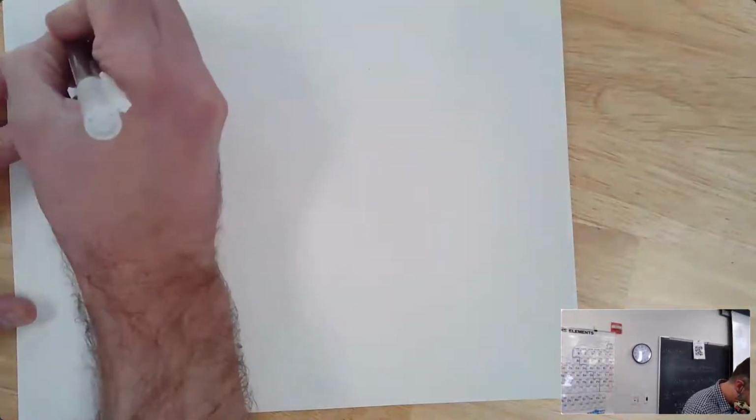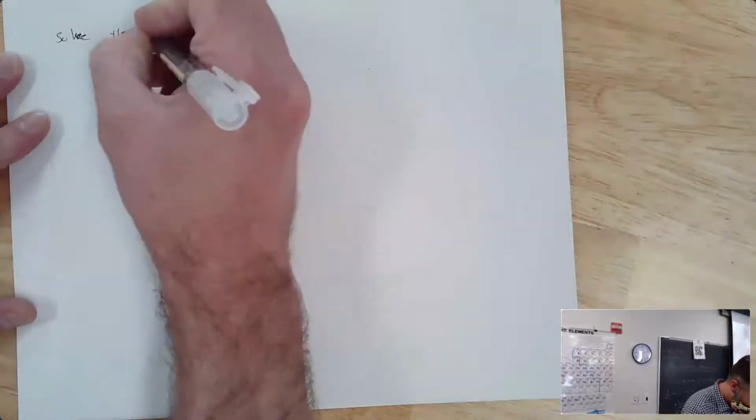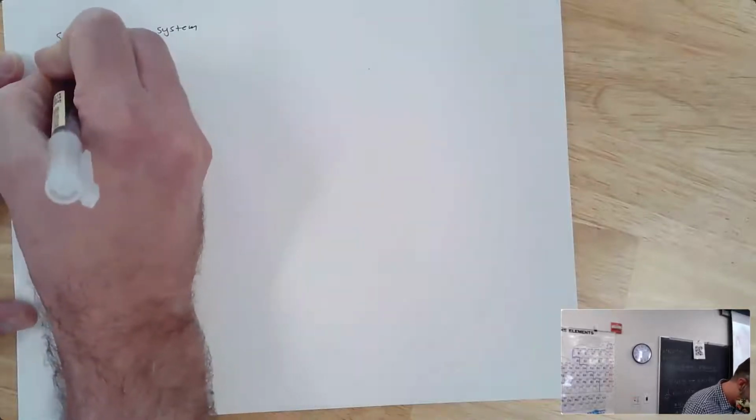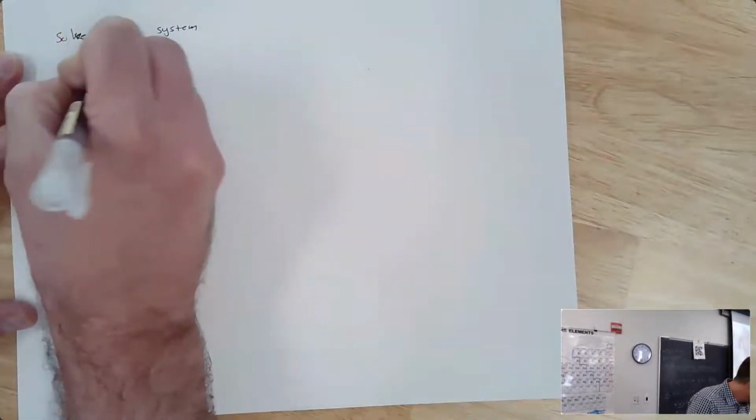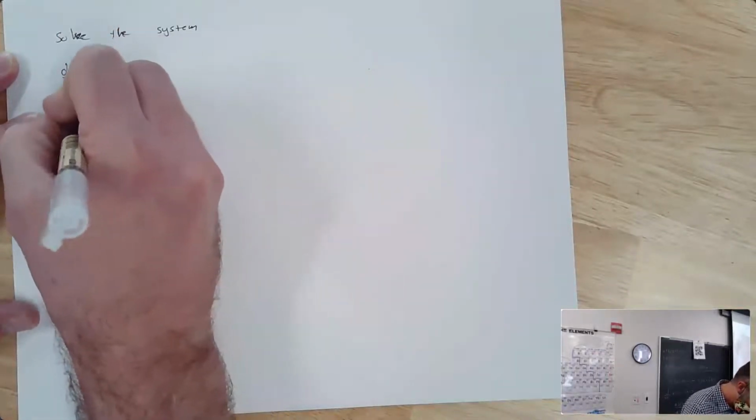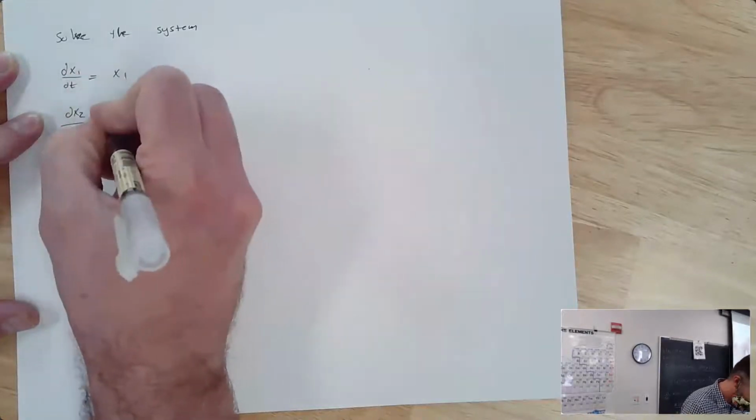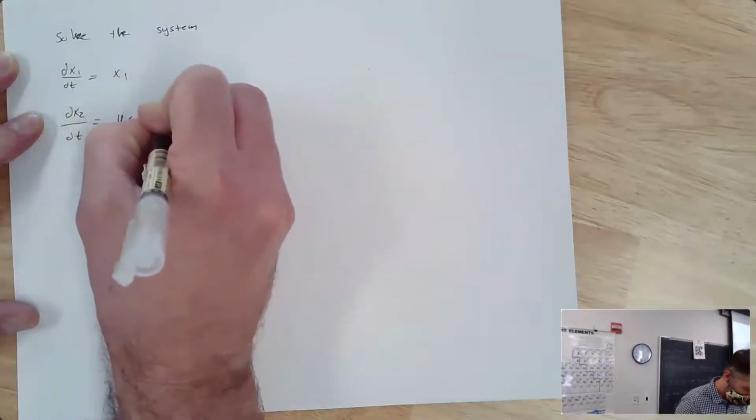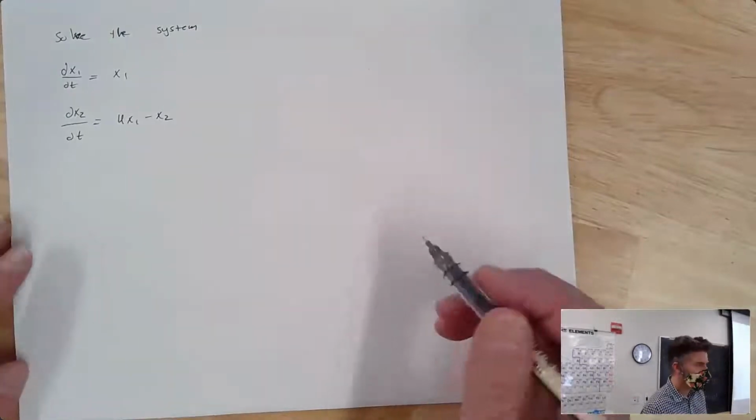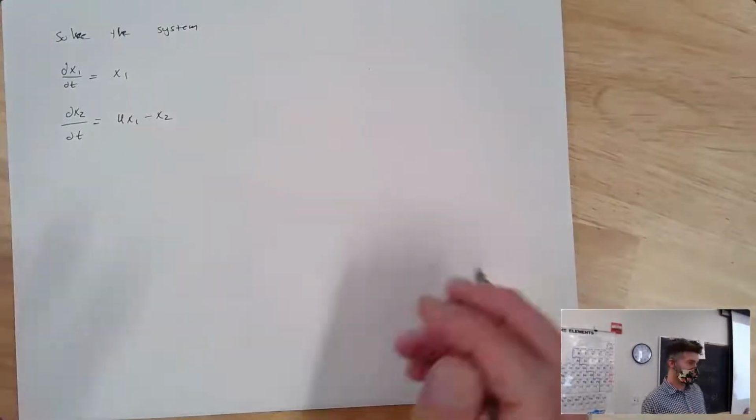So let's say we want to solve the system. Let's say it's dx1/dt equal to x1, dx2/dt equal to 4x1 minus x2. We're going to solve the system of ordinary differential equations. I would never say ordinary, I would say linear, but that's fine. Solve the system. So write the matrix.